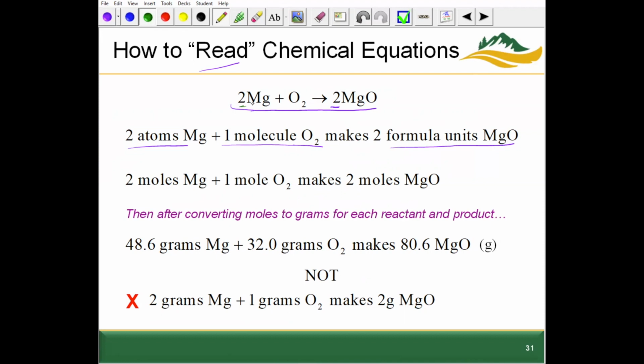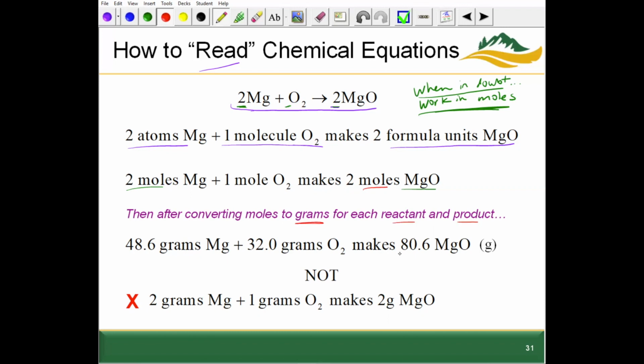Similarly, using these coefficients to know that they're meaning moles, 2 moles of magnesium plus 1 mole of oxygen makes 2 moles of magnesium oxide. Something mentioned in Chapter 3a, Part 1: when in doubt, work in moles. After working in moles, then we can convert to grams for each reactant and product.